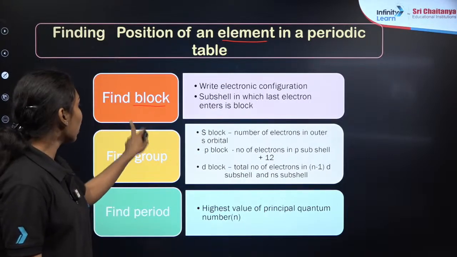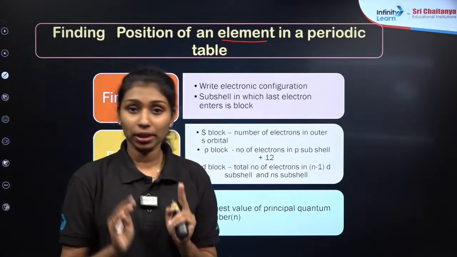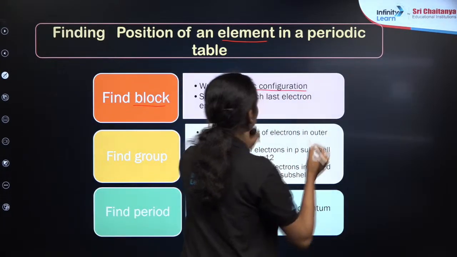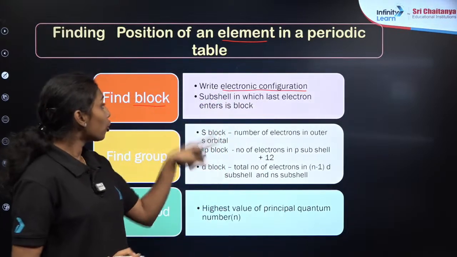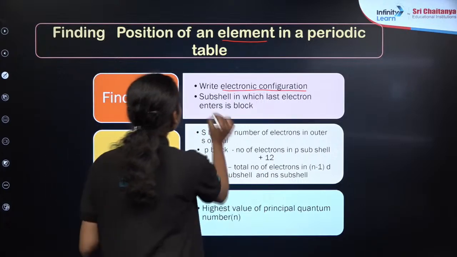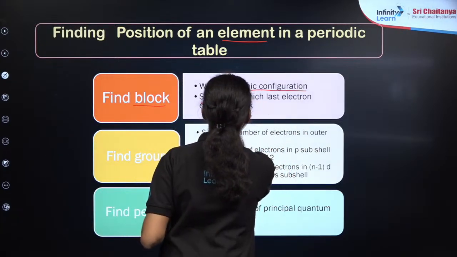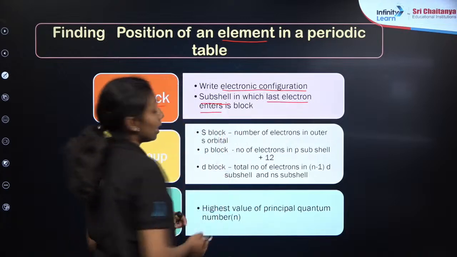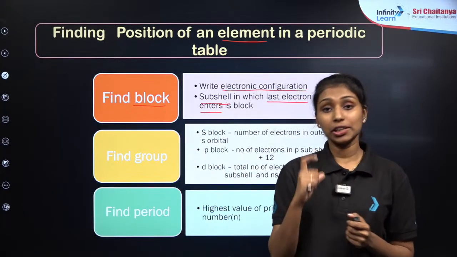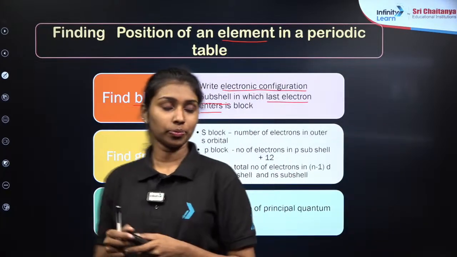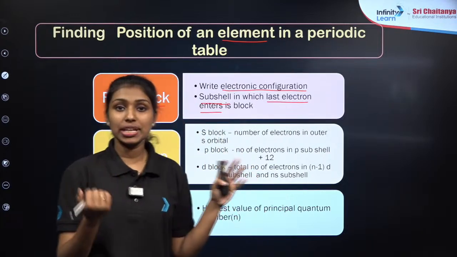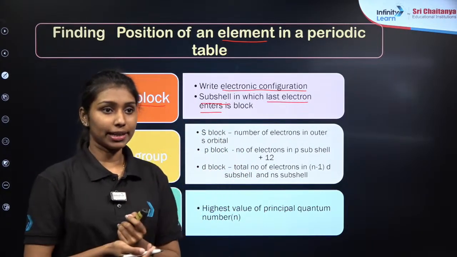In order to find out the block, group and period, first you have to write the electronic configuration, right? If any element having the atomic number is given, you have to first find out the electronic configuration of that particular element, right? Then you have to find out in which subshell the last electron enters. That will be the block of that particular element. For example, if the last electron enters into the S subshell, it will be the S block element, right?